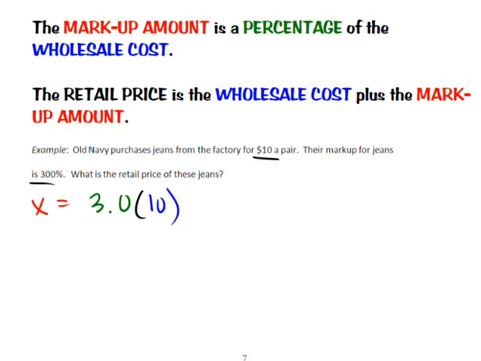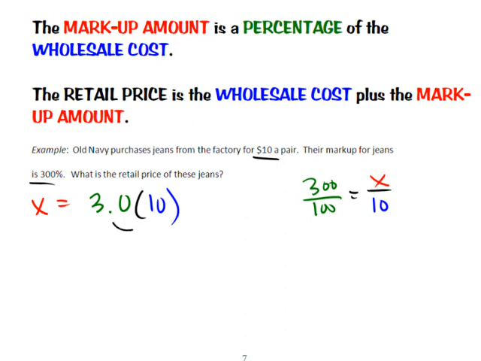And I'll do it once more with the proportion method. The markup amount is the part, that's our unknown, is a percentage of, our percentage this time is 300 over 100, a percentage of the wholesale cost, $10. I'm going to work these out really quick.